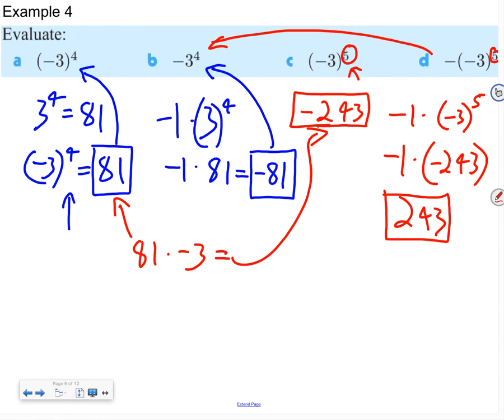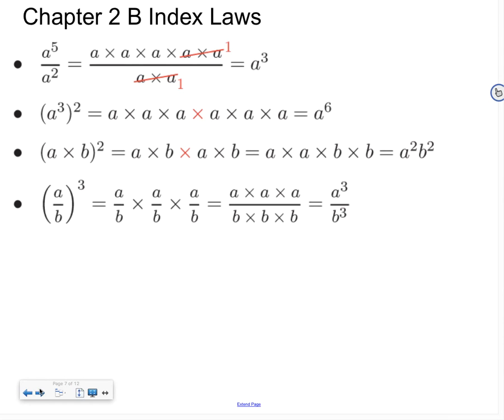Okay, and our next slide is where we're going to talk about some index laws. We're going to look at some of the patterns on this slide, and then look at the rules that these create. If I'm dividing a to the fifth by a to the second, like bases, notice I can write a to the fifth as a times a 5 times, and a to the second as a times a 2 times. If we cancel those out, what we're left with is just 3 a's, or a to the third.